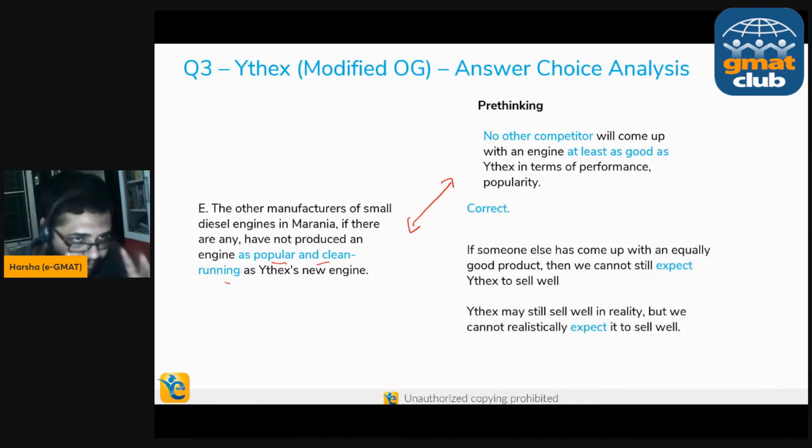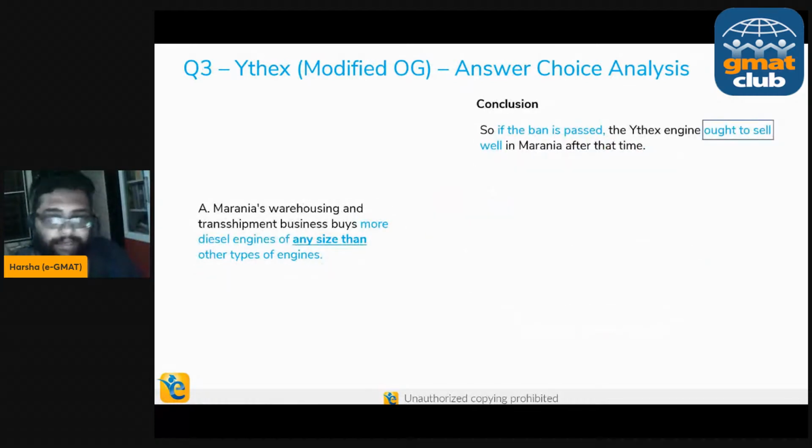If you do a careful pre-thinking, if you visualized all these things, if you truly understood the logic of the argument, it should be very, very clear. So Satvik, Varsha, I hope this helps. This gives you a bit of perspective on this particular question. Let's look at answer choice A.